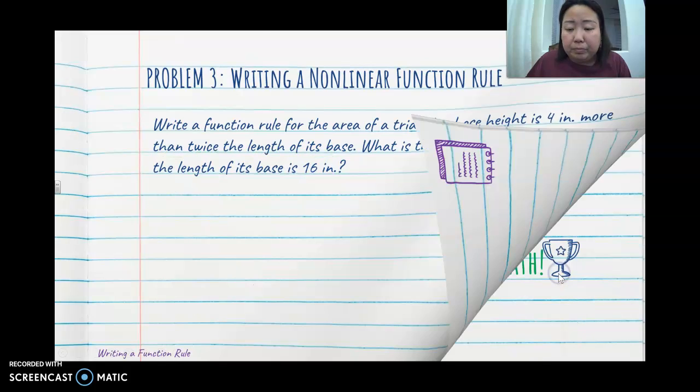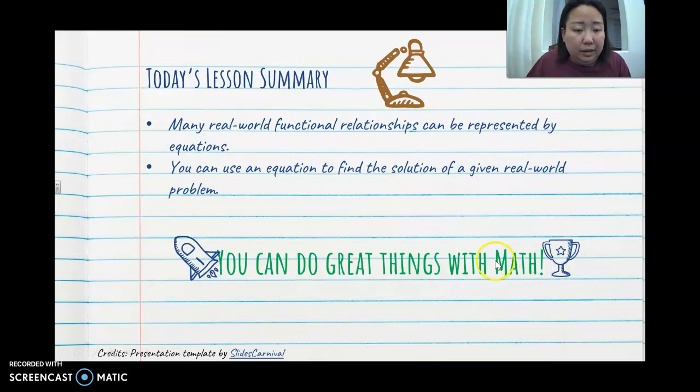Okay. So to summarize the lesson, many of the real-world functional relationships can be represented by equations, and once you have created an equation, you can always use that equation to find a solution for a given word problem.